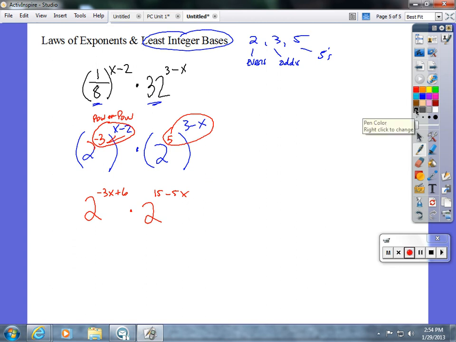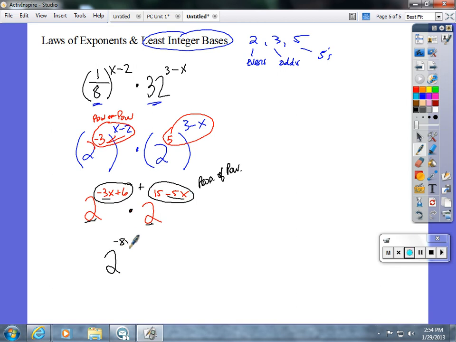Last simplification here would be that if I have common bases that are being multiplied, I can add their exponents. That's called the product of powers. Okay, so I end up with one integer base, and negative 3x and negative 5x makes negative 8x. 6 and 15 makes 21. That's my simplified answer.